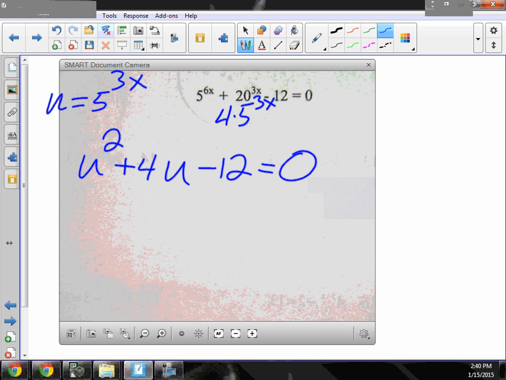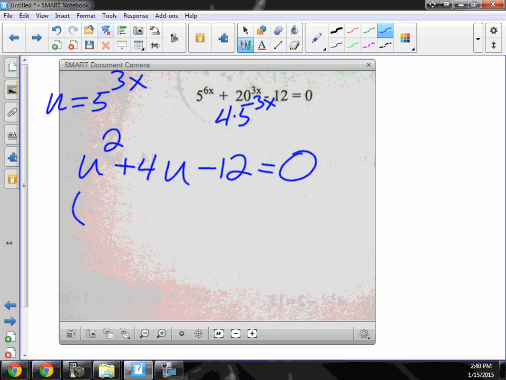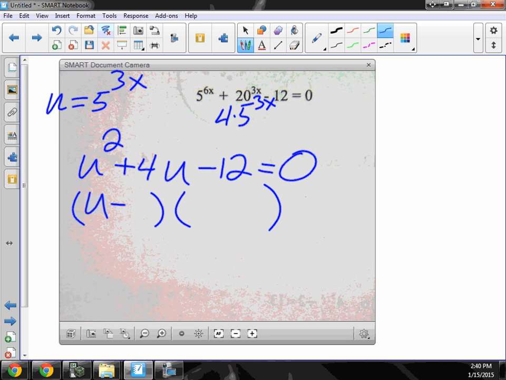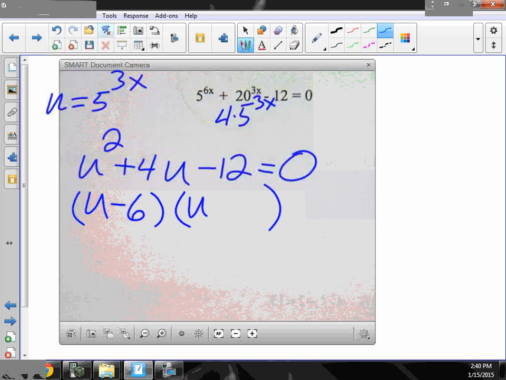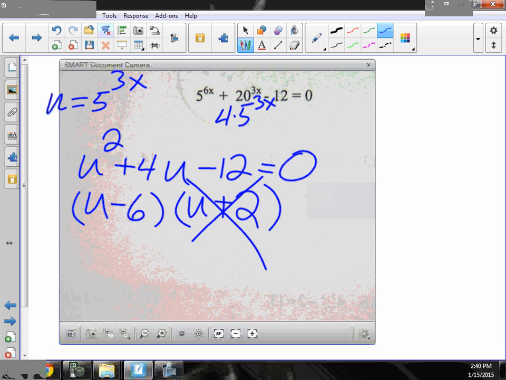Does that factor? u minus 6 and u plus 2, but I can throw out the u plus 2 because it will give me a negative root, and there's no way for 5 to the 3x to be a negative number.